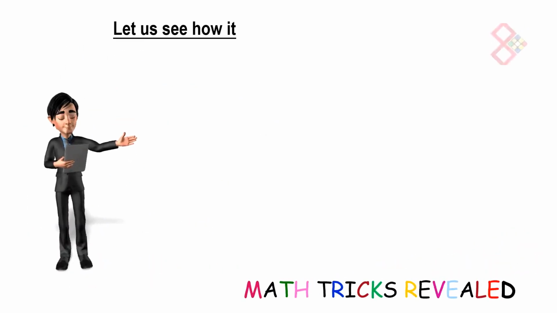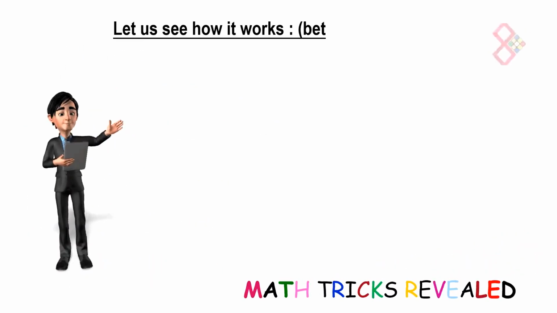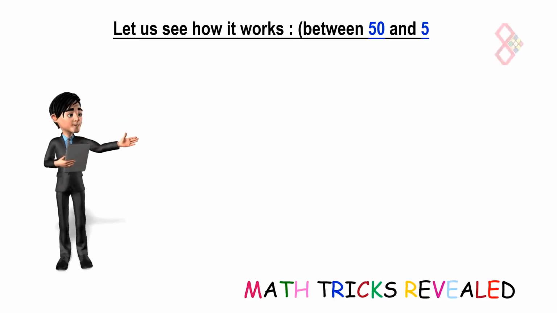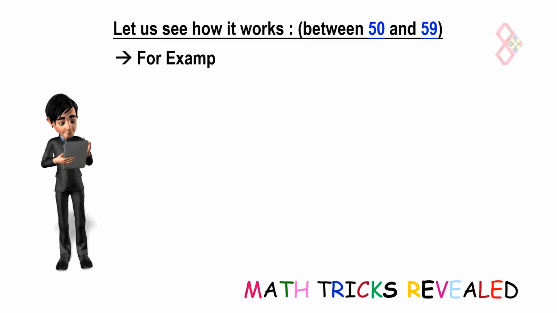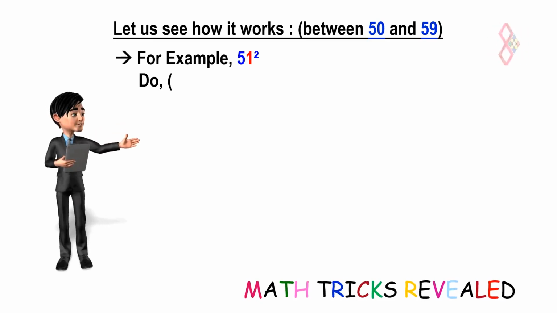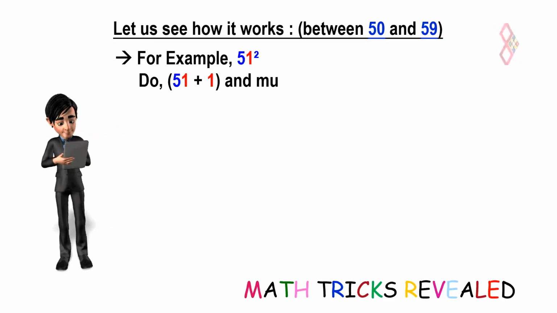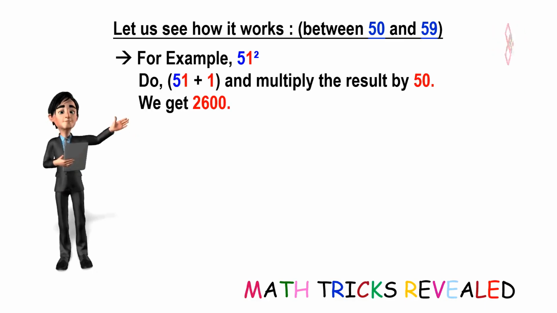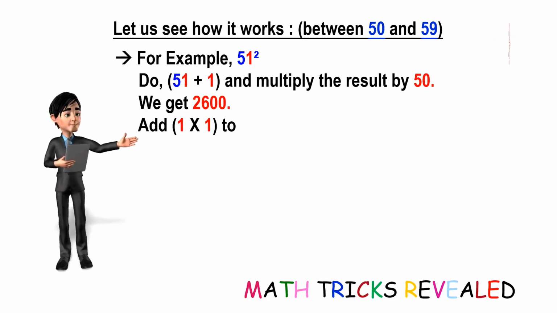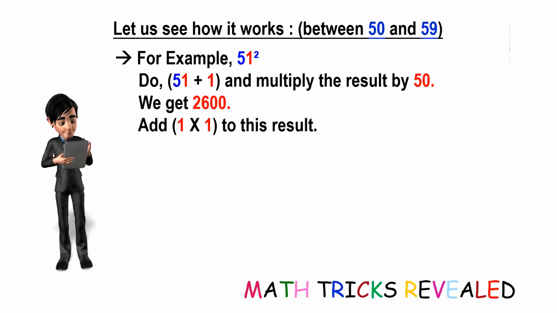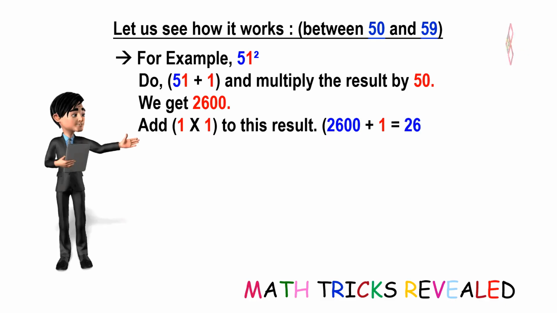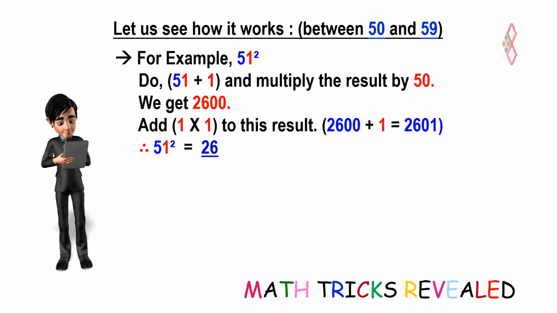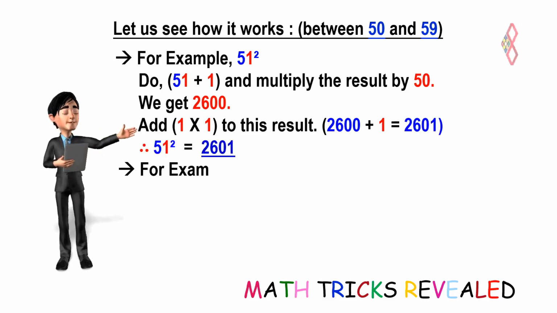Now let us see how it works for numbers between 50 and 59. For example, we take 51 squared, do 51 plus 1, multiply the result by 50. We get 2600. Add 1 times 1 to this result. We get 2600 plus 1, 2601. 51 squared is equal to 2601.